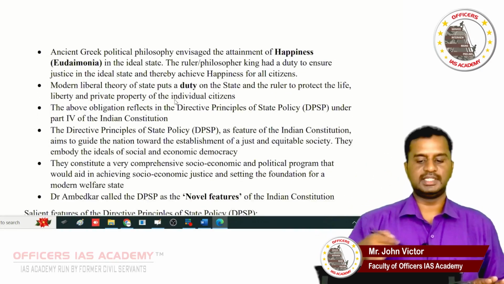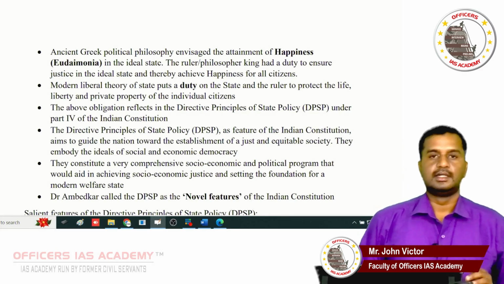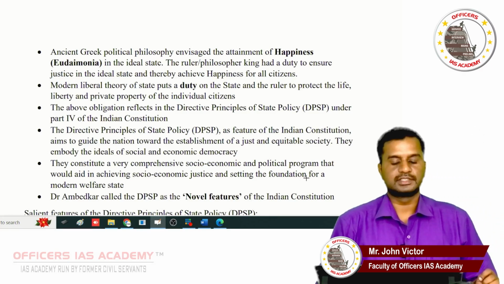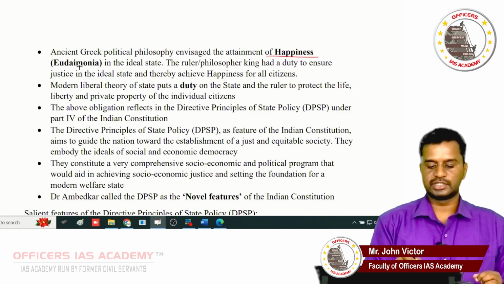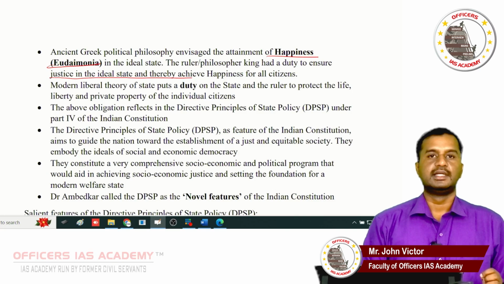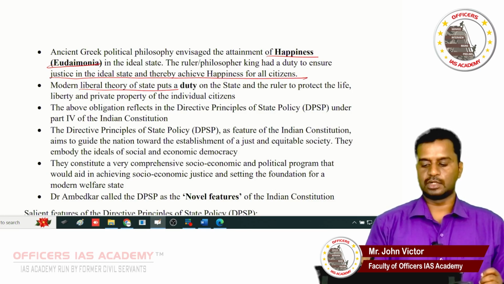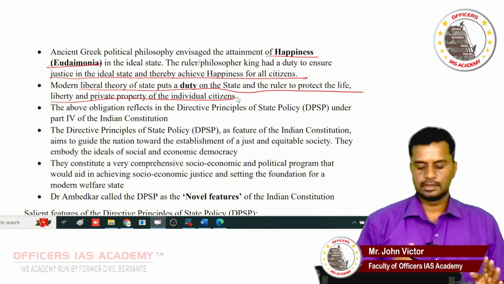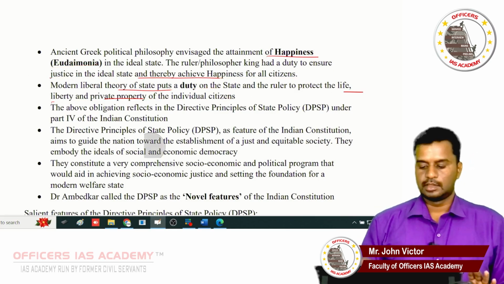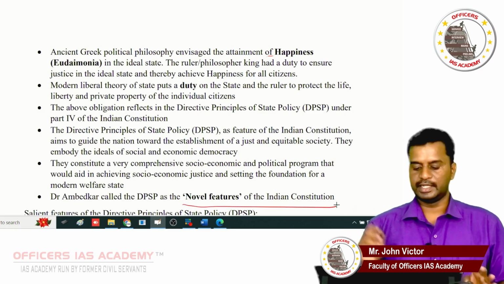You can bring in stuff from GS. In the ancient period, the king had duties. The king has to ensure happiness or eudaimonia in the ancient Greek state. In the modern period, liberal theory puts a duty on the state and the ruler to protect life, liberty and private property. Nevertheless, duties are given to the ruler or the king. Dr. Ambedkar called the DPSP novel features of the Indian Constitution.